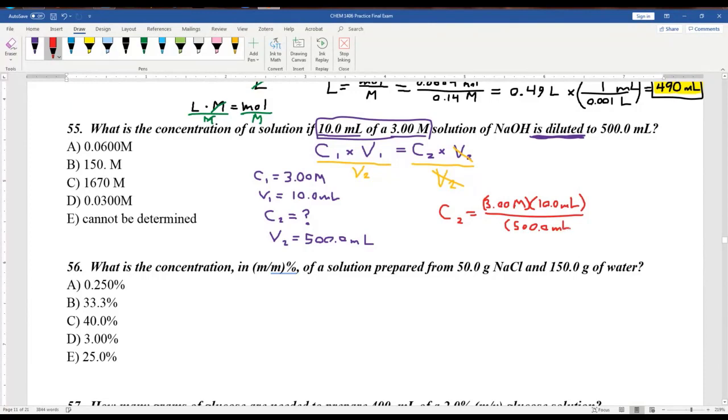Now note one thing. You don't actually have to convert the volume to liters here. As long as the volume unit is the same, which in this case it is because they're both milliliters, it doesn't matter what the volume unit is. This would be gallons for all I care. It's still going to give me the same answer as long as the volume units are the same. So 3 molar times 10 divided by 500, that's going to be what? 0.06.